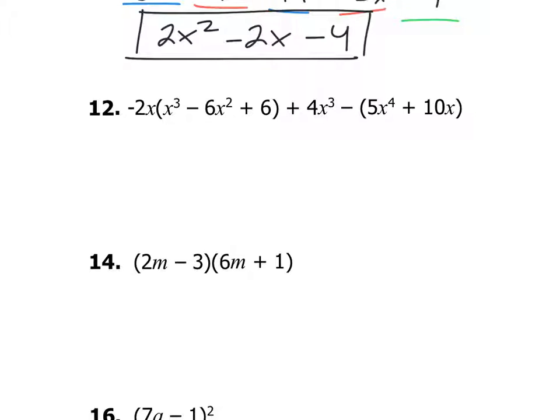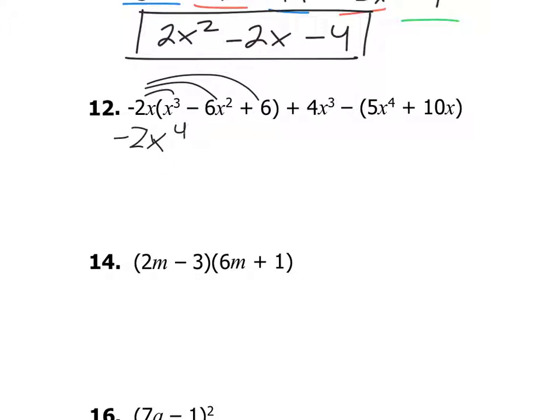So number 12, we have negative 2x. We're going to distribute it to each of these terms. This isn't FOIL because it's just a monomial with a binomial. All right, so I explained earlier how to multiply two variables. If you forgot, just rewind back to that problem. I'm going to do this a little faster.